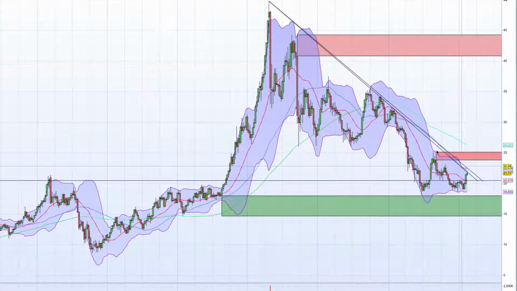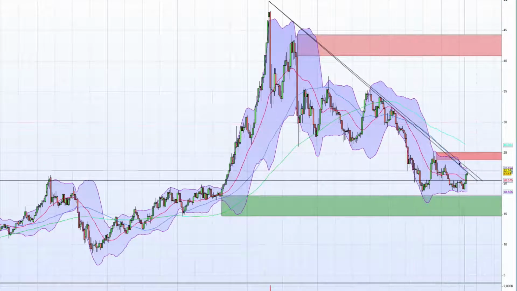But again, we still have to come over this hump here. We still have to get over this hump. But this is really the range that we're looking to target if we are able to break above this level here. Okay, that's your weekly chart.